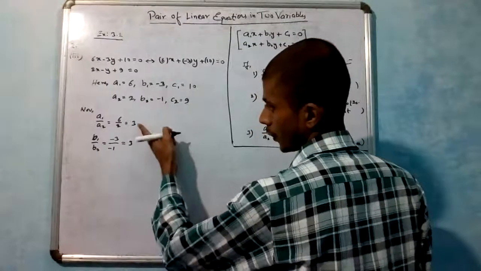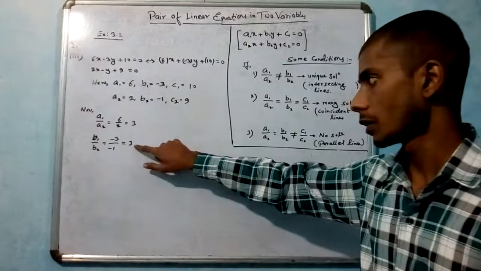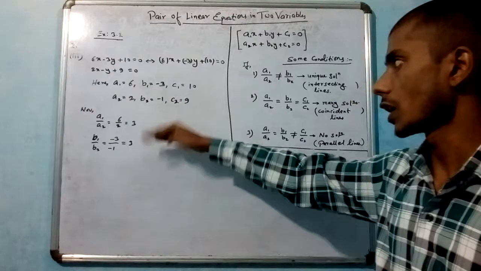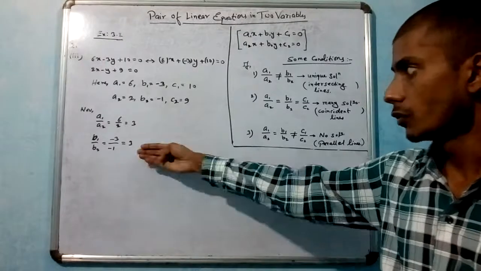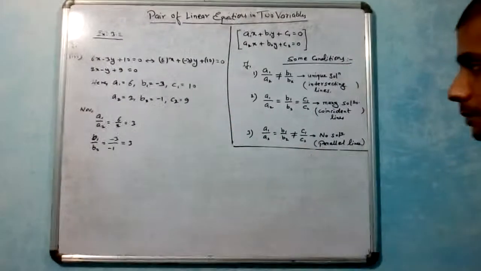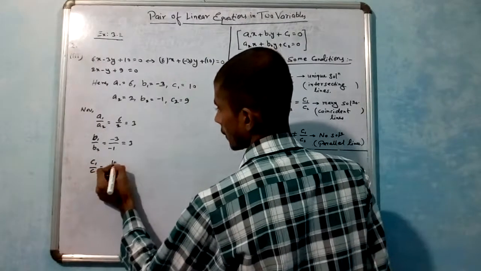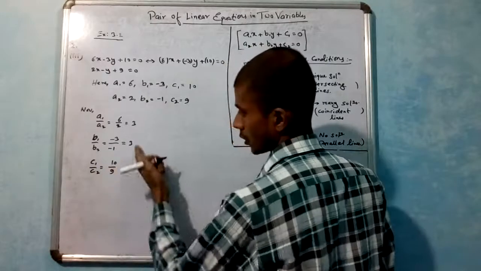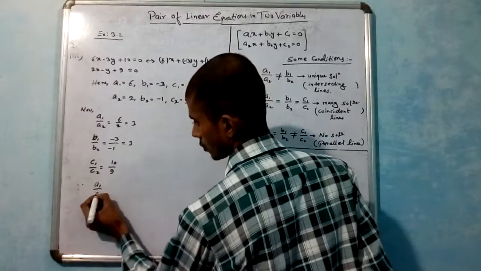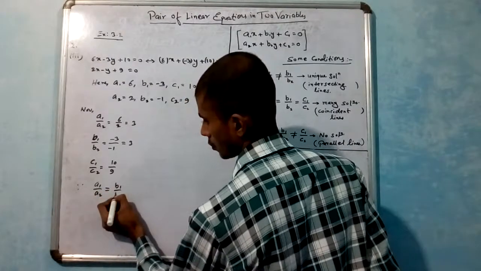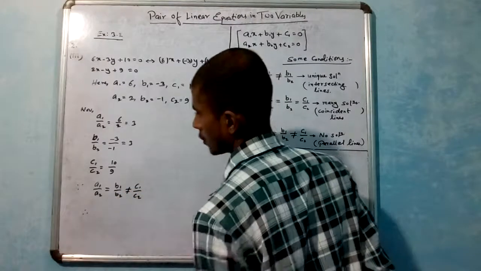So what you observe here? A1 by A2 has come equal to B1 by B2. If it had not come equal to B1 by B2, then we should have stopped here and written that yes, we will get unique solution. No. But since they have become equal, we have to go further to find C1 by C2. Fine? So C1 by C2 is equal to 10 by 9. And this 10 by 9 is not equal to 3, isn't it? So we will write here, since A1 by A2 is equal to B1 by B2 is not equal to C1 by C2. Therefore, what was the question?